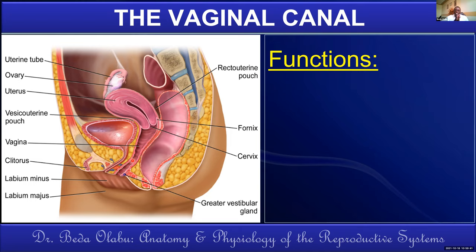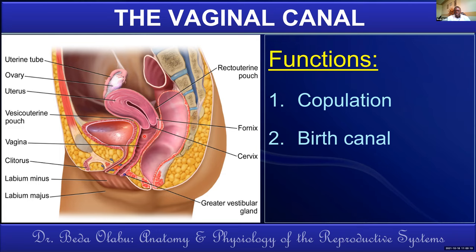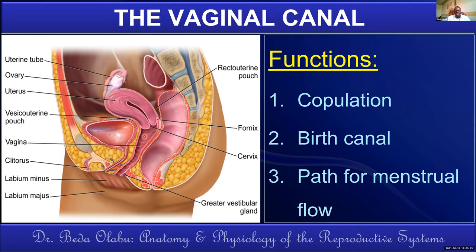So from outside is a vertical slit like that with right and left walls. Then from inside, it is a horizontal slit with anterior and posterior walls. So this is the anterior vaginal wall, which ends at the anterior fornix, and this is the posterior vaginal wall, which will end into the posterior fornix there. So what are the functions of the vagina? It's the female organ of copulation. It's also the birth canal, and it's the path that is followed by menstrual flow.